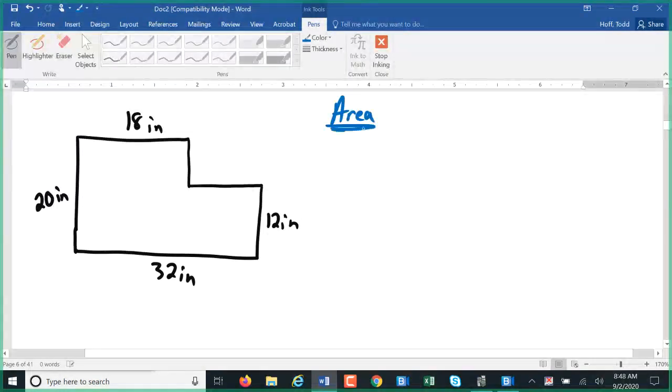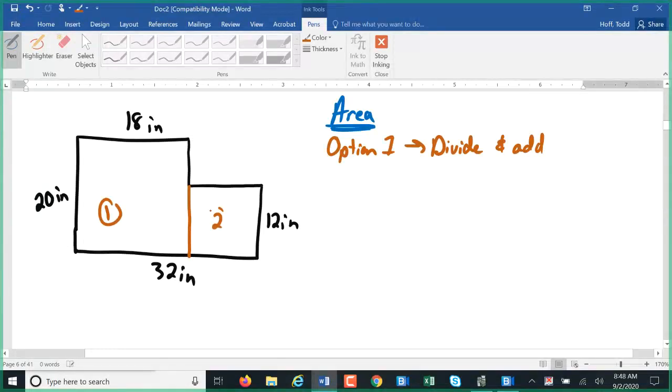If I ask you to find the area of this shape, we have two options. Option 1, divide it into smaller pieces and add them up. How can I do that? Well, there's two ways I could divide this up. I could cut it like this and do it as two rectangles like that. Or I could cut it across here and do it as two rectangles like that. Doesn't really matter which I do. I'm going to go ahead and just cut it right here. So I have 1, 2 rectangles.